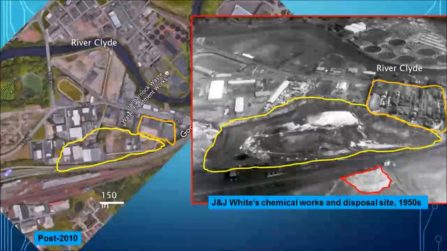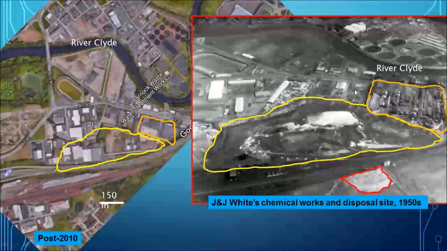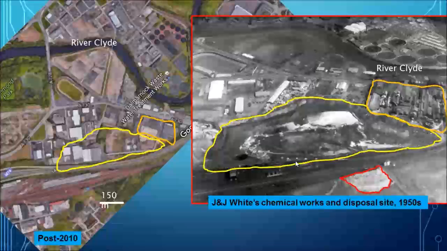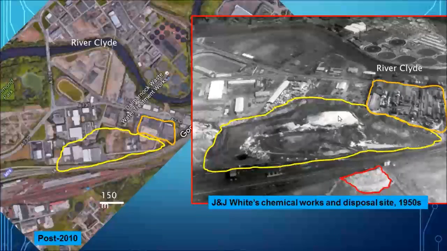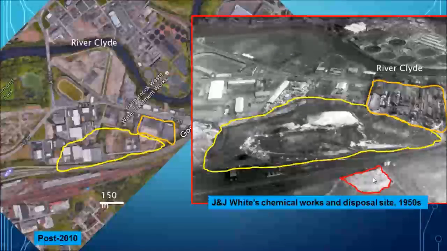So we have the River Clyde up at the top of the picture, and then we have the chemical manufacturing plant here in the orange area, and a very large waste disposal site next to the factory. And you can see that the waste hasn't even stayed within that. There's waste that has seeped underneath the railway line here.